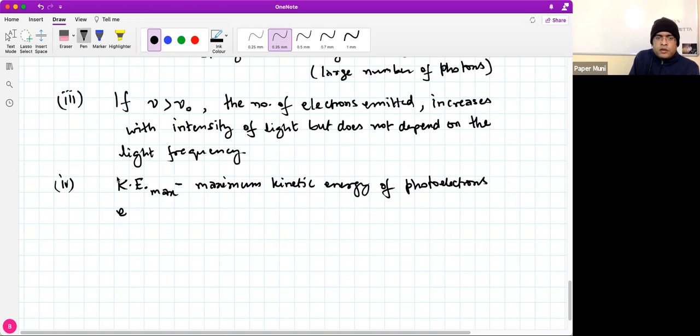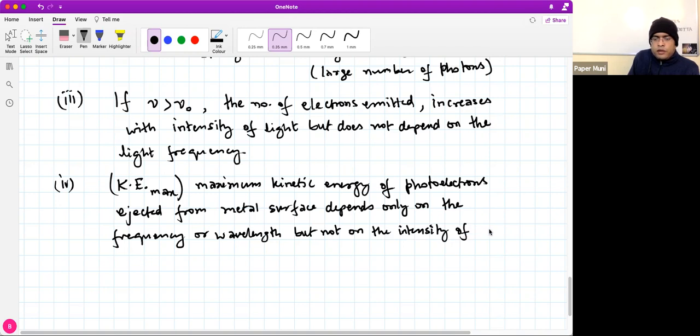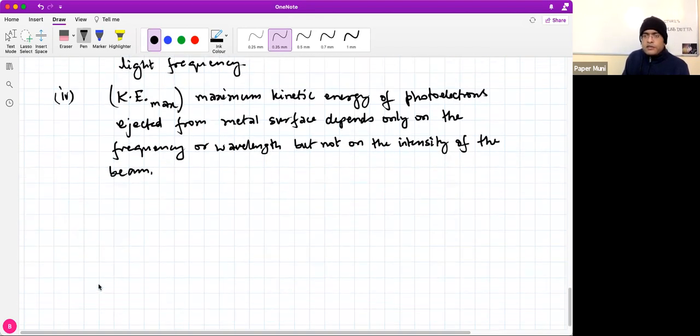Ejected from, so let me write it in bracket, ejected from metal surface, depends only on the frequency or wavelength, but not on the intensity of the beam. Okay, so the kinetic energy, so these are all the observations.